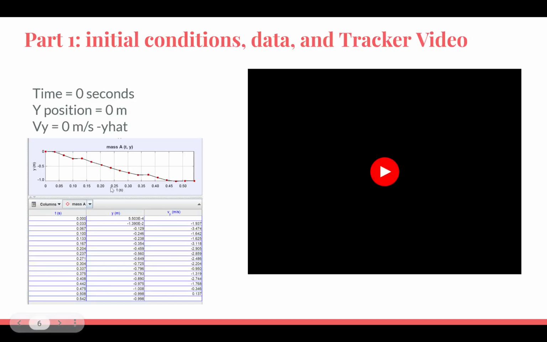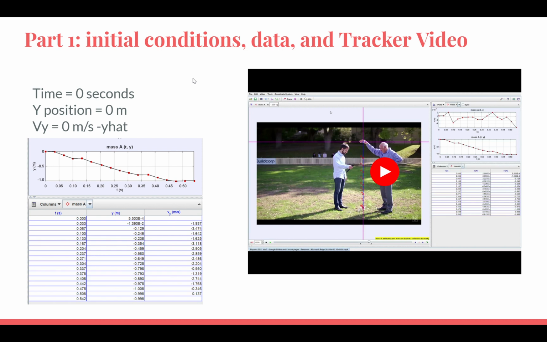And then here are the initial conditions, data, and Tracker video for that video. For our initial conditions, I set everything to 0, so time equals 0 seconds, y position equals 0, and the velocity in the y direction was 0 meters per second, and once the drop begins it will be in the negative y hat direction. We also have our corresponding data values, a position versus time graph, and on the right the Tracker video, with the motion tracked until it hits the ground.